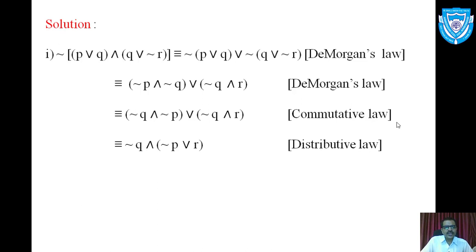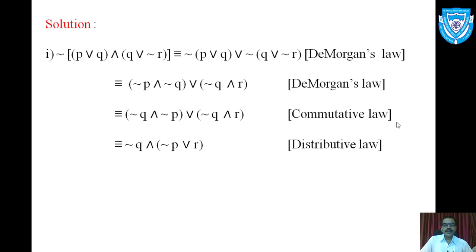Now to take the negation of this statement, you can use the De Morgan law. P or Q, you can say M. Q or negation of R, you can say N. So it becomes negation of M and N. According to De Morgan law, negation of M and N is negation of M or negation of N. M stands for P or Q, and N stands for Q or negation of R. So you are getting negation of P or Q, or negation of Q or negation of R.